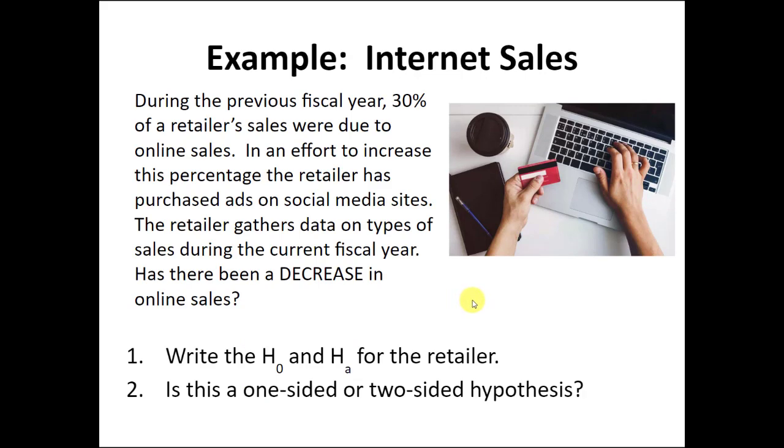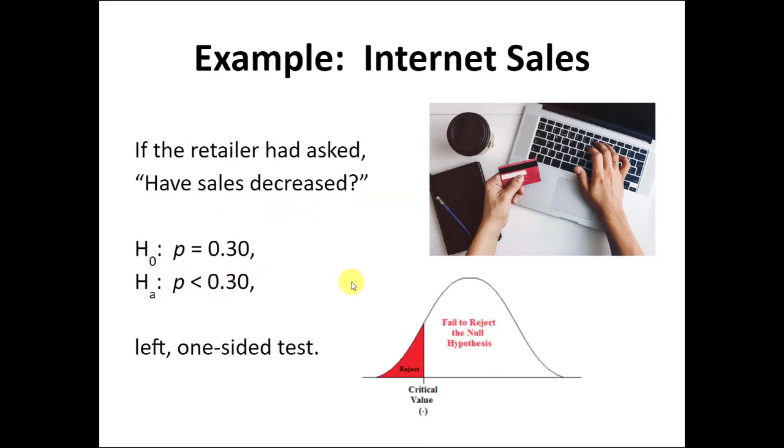During the previous fiscal year, 30% of a retailer's sales were due to online sales. In an effort to increase this percentage, the retailer has purchased ads on a social media site. The retailer gathers data on types of sales during the current fiscal year. Has there been a decrease in online sales? Okay, write the H0 and the HA for the retailer. Is this a one-sided or two-sided hypothesis?